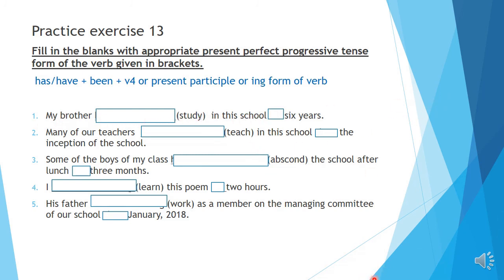First question: my brother dash study in the school dash 6 years. Children, here my brother is singular, so we use has. Study, ing form is studying, and the second word is been. So my brother has been studying in the school dash 6 years. So here what will come? Here a period of time is mentioned, so we are using the word for.